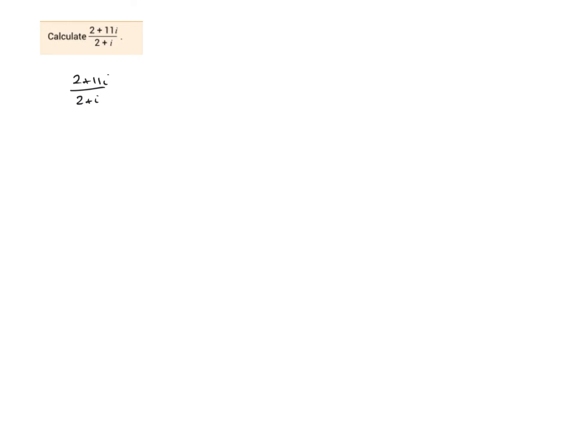So the first thing I have to do is work out what the conjugate of the bottom is. So first thing you do, conjugate of the bottom. The conjugate of 2 plus i, remember, for a conjugate all we do is we change the sign of the imaginary bit. And the imaginary bit here is plus i, which means that the conjugate is 2 minus i. So we work out the conjugate.